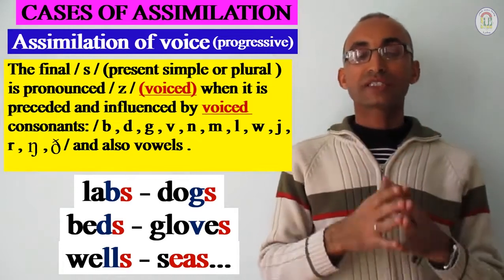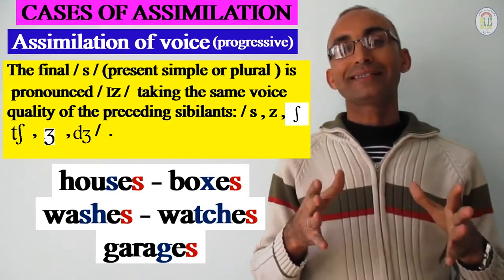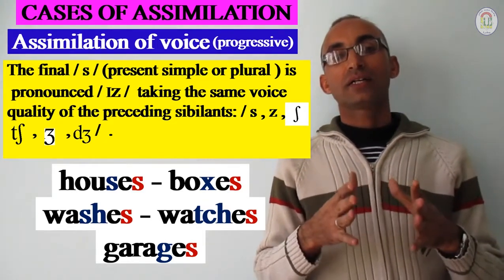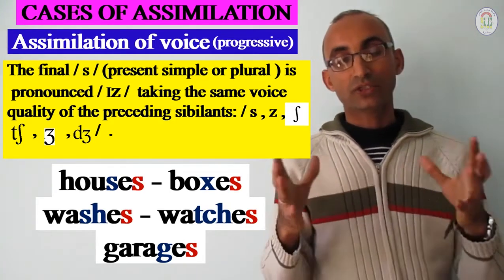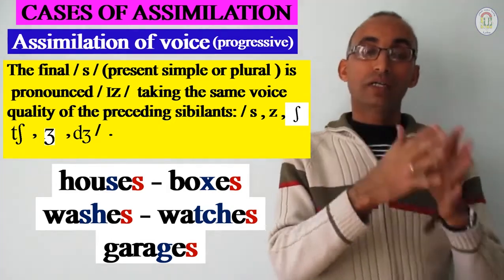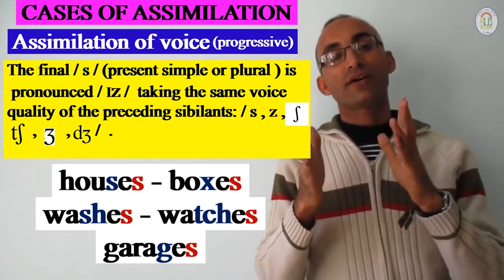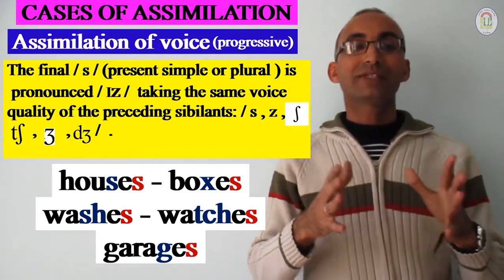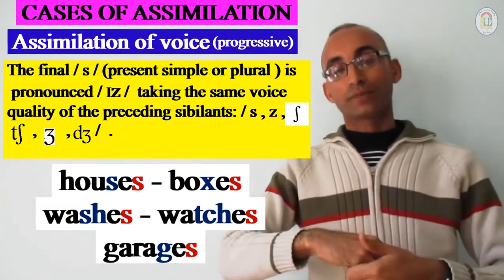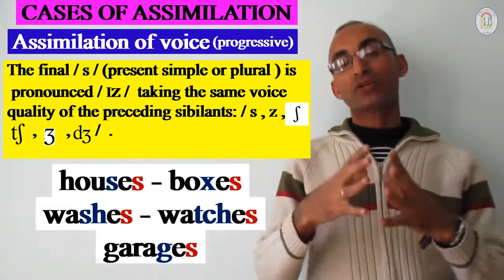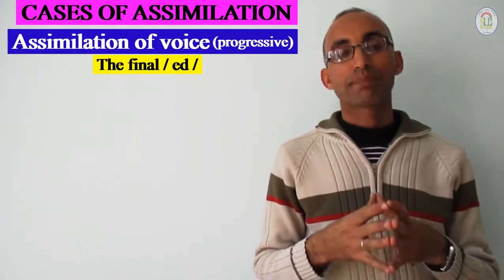And also the "s" changes to "iz" when it is preceded by the sibilants "sha", "ja", also "sa", "za", and "cha". So when these come before the final S, they influence it, and this final S follows and becomes similar to them in terms of quality of voicing. Also, the second case for progressive assimilation within assimilation of voice is the final "ed" of the past or past participle.